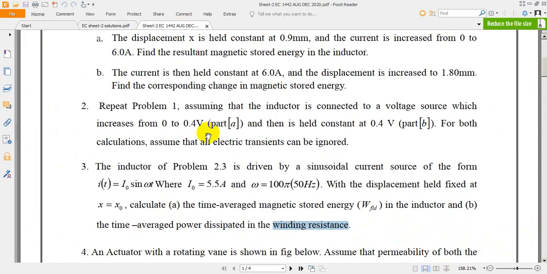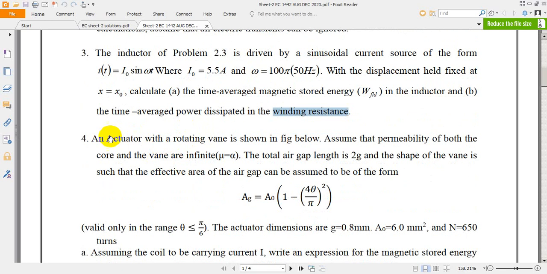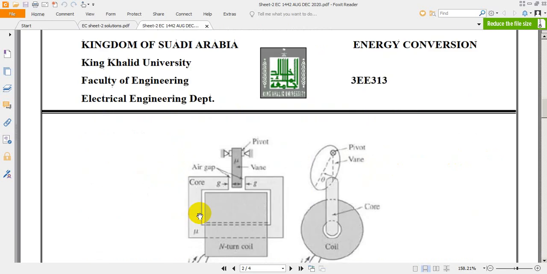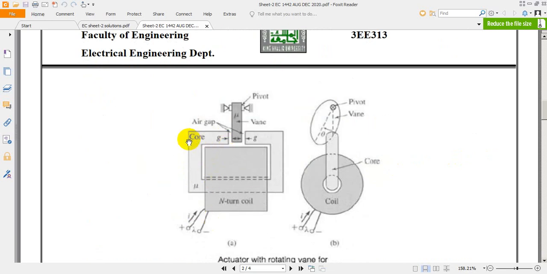Coming to problem number 4. We have an actuator with a rotating vane. Assume that the permeability of both the core and the vane are infinite. It means the reluctance is 0 for the core and the vane. The total air gap length is 2g, and the shape of the vane is such that the effective area of the air gap, if you see this is the circuit, this is the core we are having, this is the vane, and this is the pivot holding the vane.